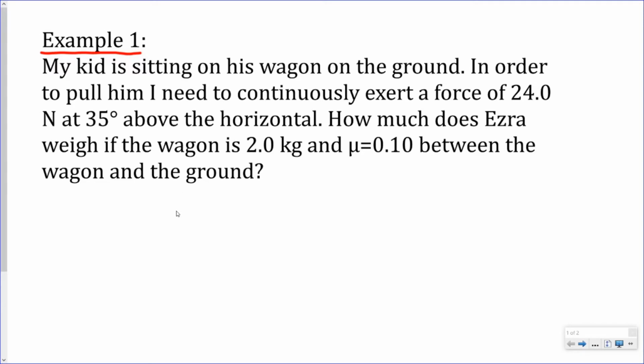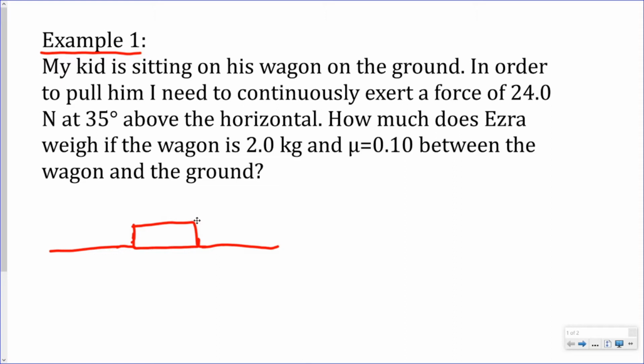First thing we always want to do is draw a diagram. So my kid on his wagon looks like a rectangle, and that rectangle is on the ground. Let's make this drawing a little bit better. Let's actually make it sitting on the ground. Okay, so first thing we do, we draw our diagram and label all our forces.